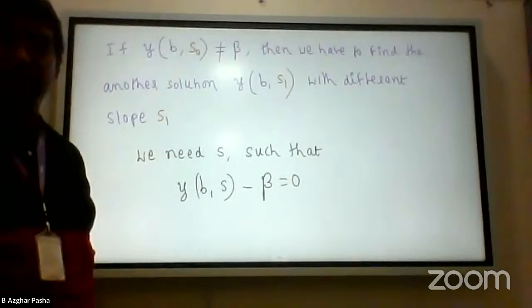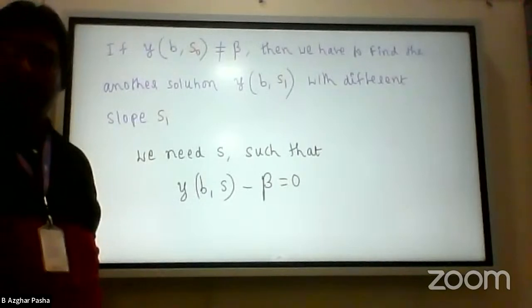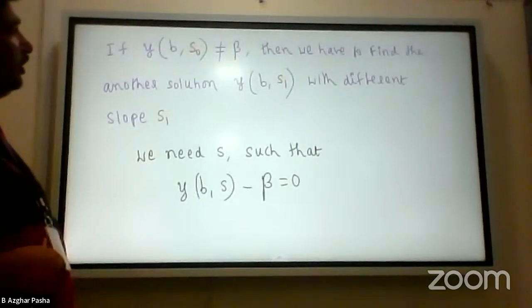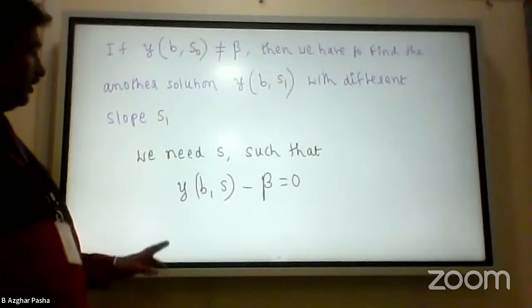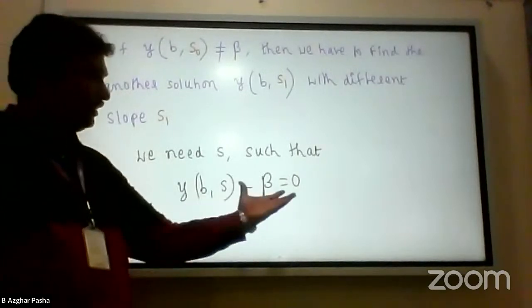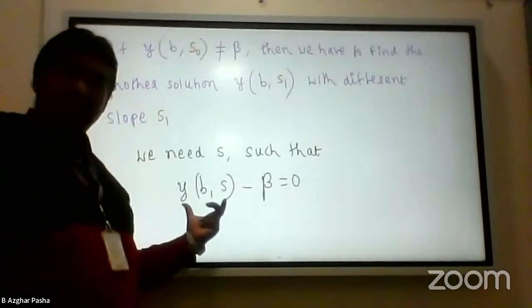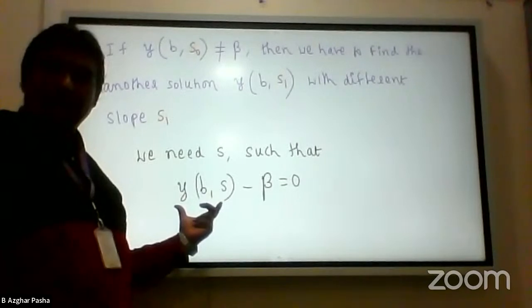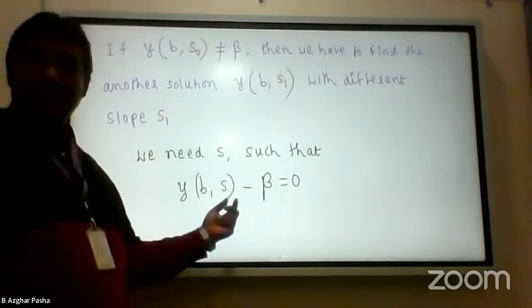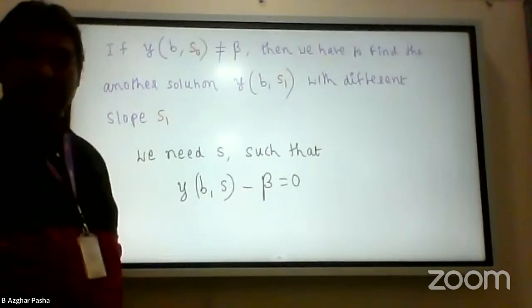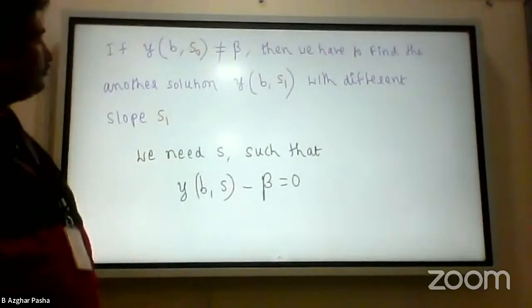Y of B comma S1 means I have to improve. I have started with S0, and I have to improve it. I have to find S1, one more slope, such that Y of B comma S minus beta becomes 0. The gap between the Y value at B from the initial value problem and the boundary condition should be 0.